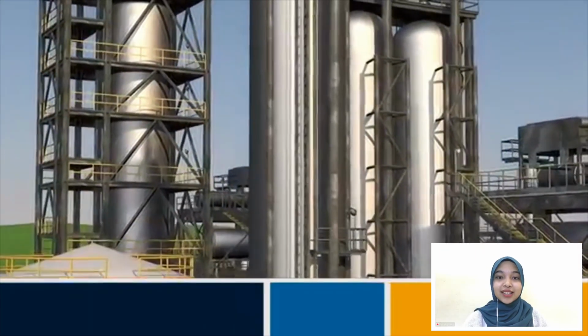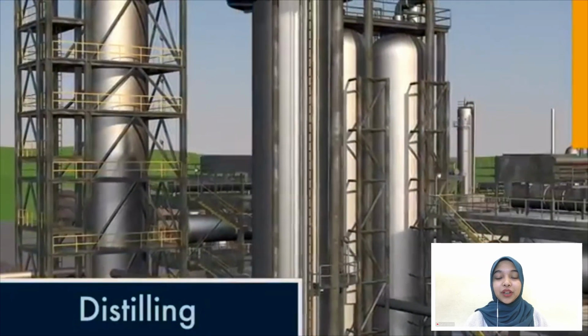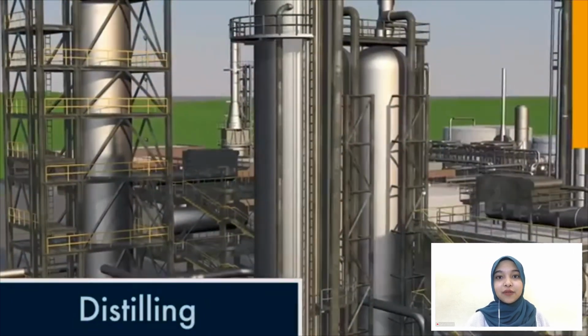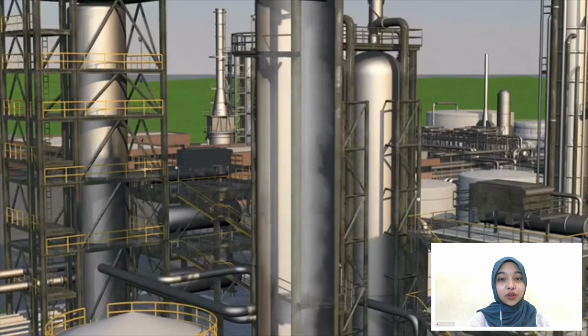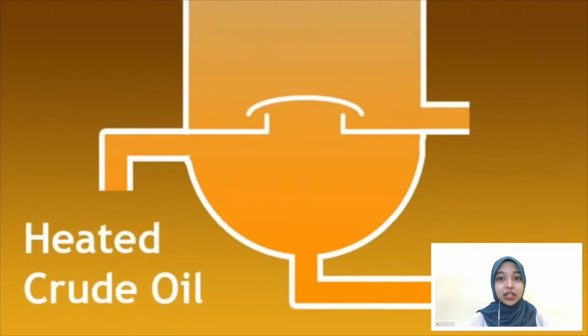So next, as Ashikin has told us before, the next separation process is the fractional distillation. This process is actually fairly simple but powerful in the way that it separates all the different complex components of crude oil. So the first step is the crude oil is heated to vaporize and is fed into the bottom of a distillation tower, and the resulting vapor then rises through the vertical column.